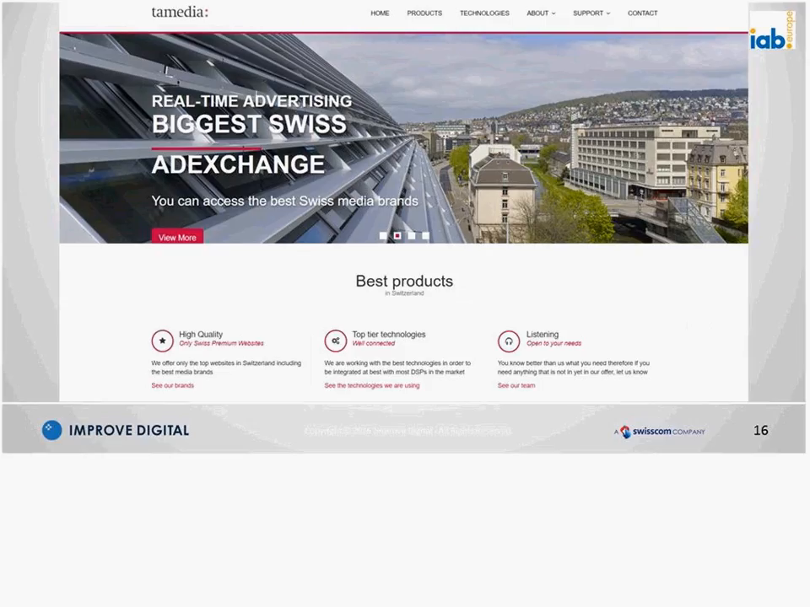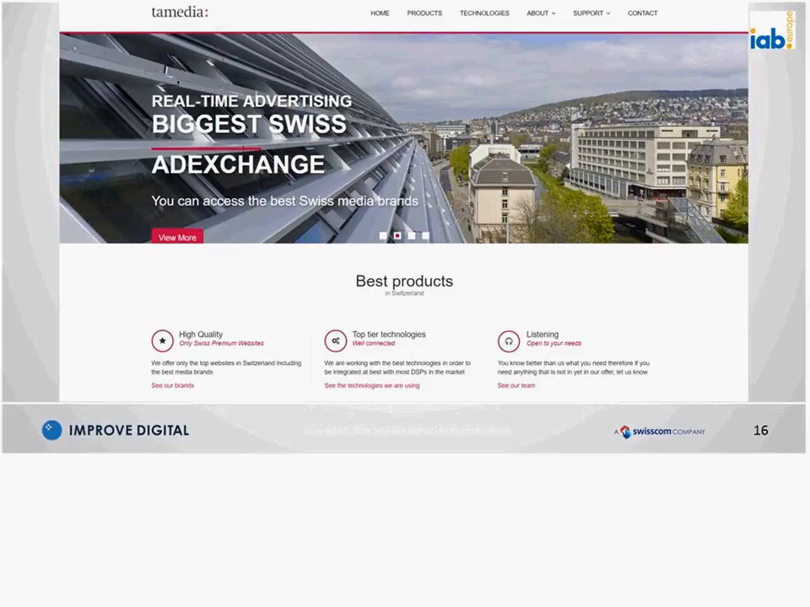So let's take a closer look at Tamedia. First of all, who is Tamedia? Some of you may not know Tamedia. Tamedia is a Swiss media group with its headquarters in Zurich, with its daily and weekly newspapers, magazines, and online platforms, as well as printing facilities. Tamedia is one of the leading media corporations in Switzerland. The company was founded in 1893 and has been listed on the Swiss Stock Exchange since 2000. Tamedia offers premium inventory, especially in the fields of news and classifieds.